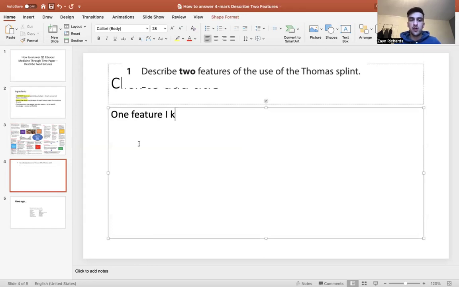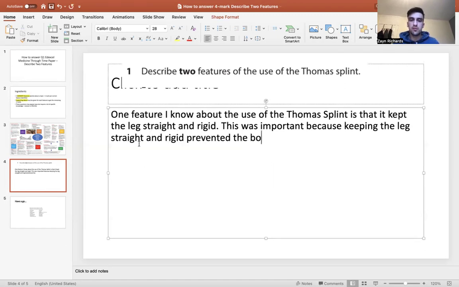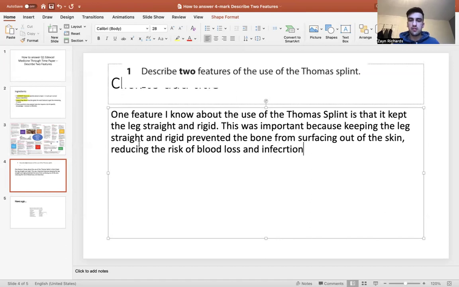So one feature I know about the use of the Thomas splint is that it kept the leg straight and rigid. So that's my feature. Then I give my supporting detail. I know this was important because keeping the leg straight and rigid prevented the bone from surfacing out of the skin, reducing the risk of blood loss. All right, could have been phrased a little bit better, but we'll go with it.